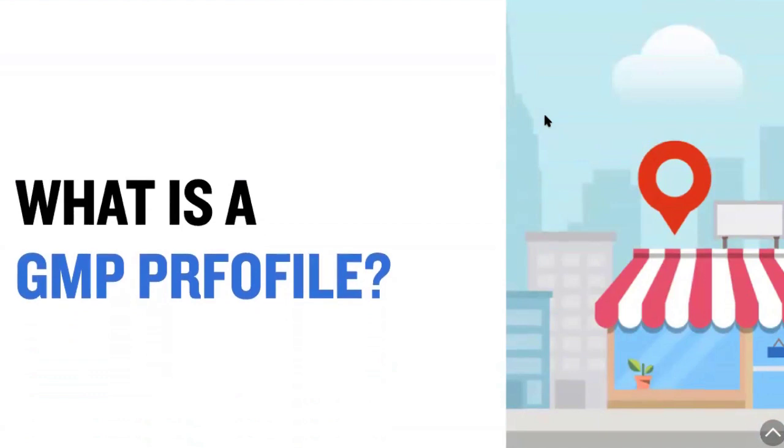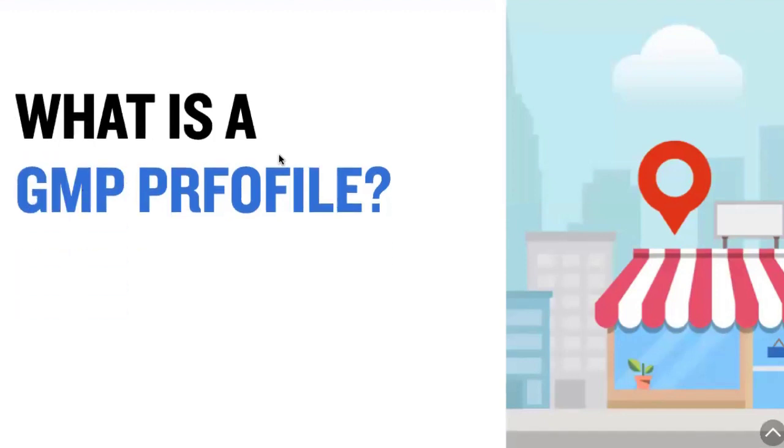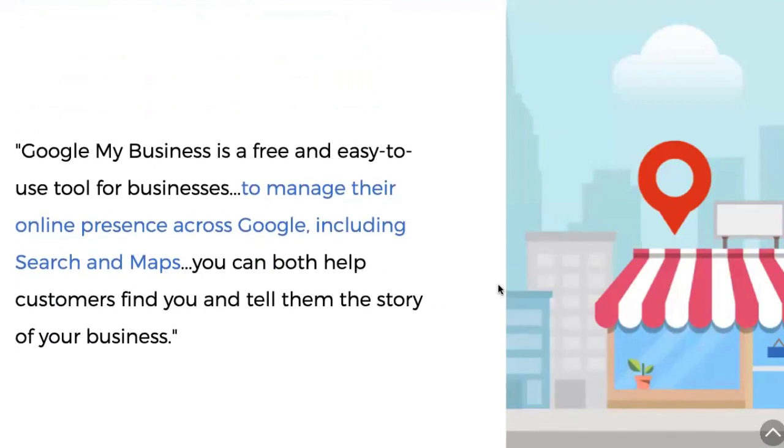So the first question should be, what is a GMP profile? GMP is short for Google My Business Profile, okay? So Google My Business is a free and easy to use tool for businesses. Essentially, it is to manage their online presence across Google, including Google Search, as well as Google Maps. It can help customers find you and also tell them a story of your business. So this is the official description or definition of what a Google My Business page is.